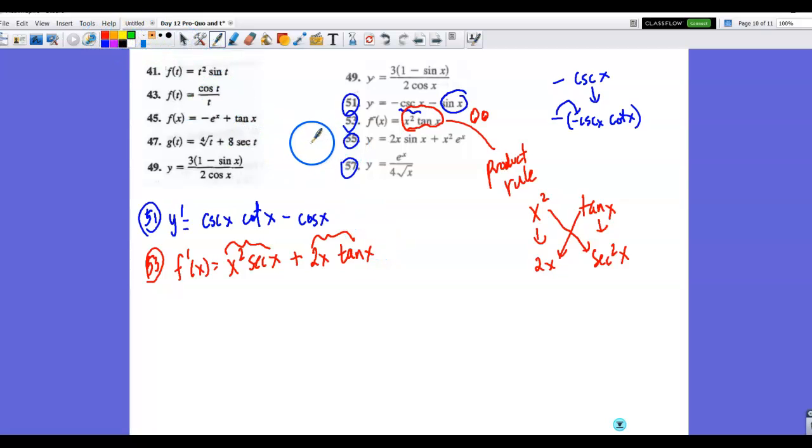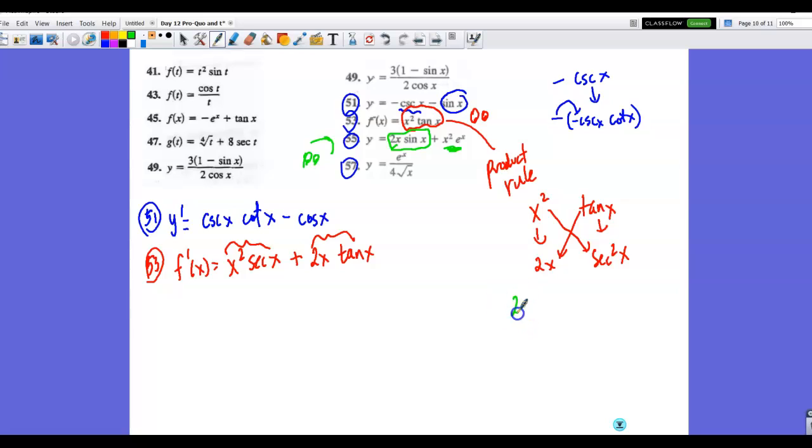Moving on to number 55. In number 55, look right here, it's easy to overlook. Use your math eyes. It's easy to overlook the product of 2x multiplied by sine x, and in the second term, I have another product. So I'm going to use the product rule twice.